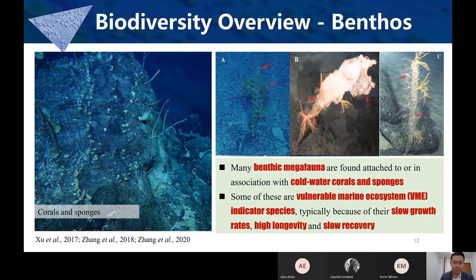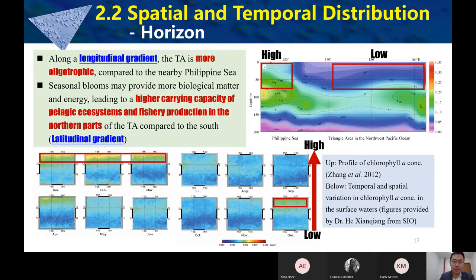Let's move to the second part, that's spatial and temporal distribution. First, horizontal. Along a longitude gradient, the triangle area is more oligotrophic compared to the nearby Philippine Sea. The figure below shows the chlorophyll a concentration in the surface water from January to December.